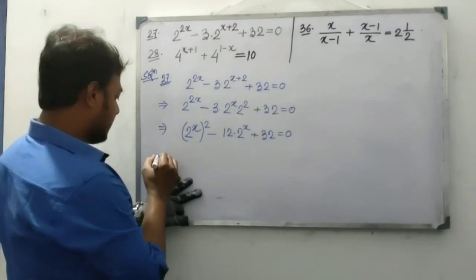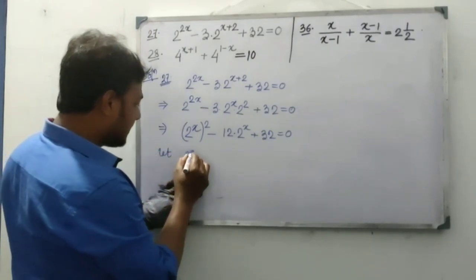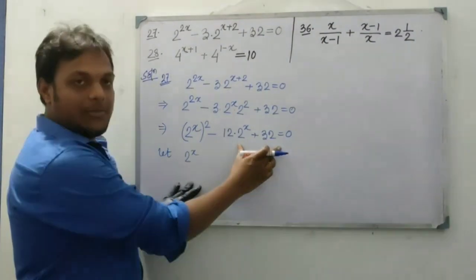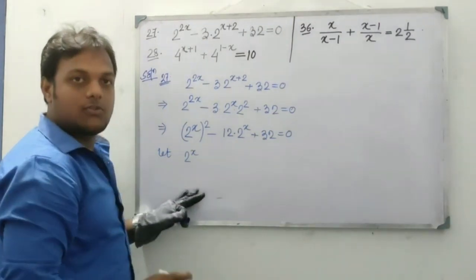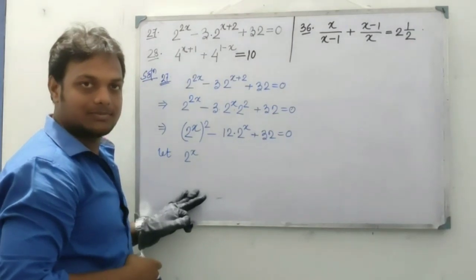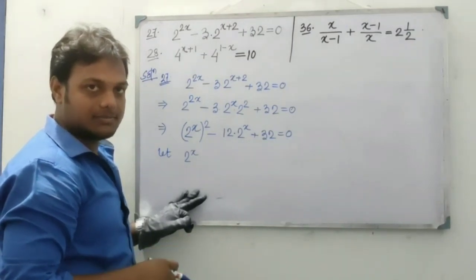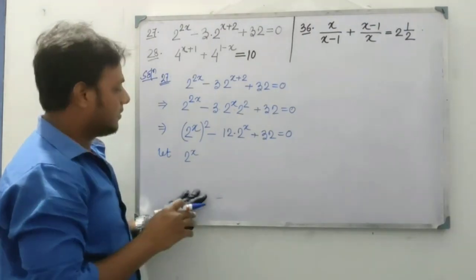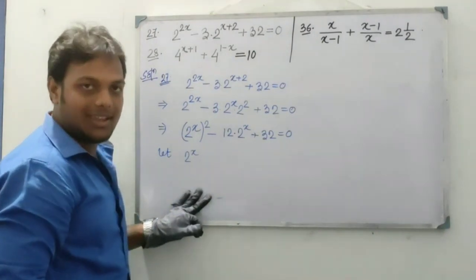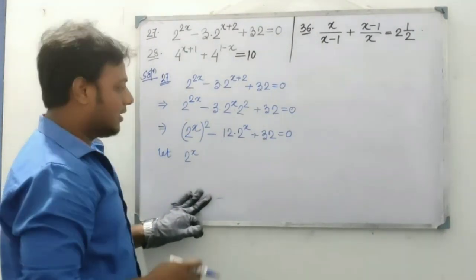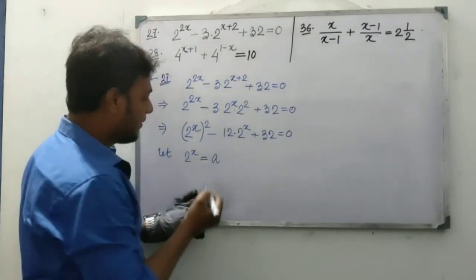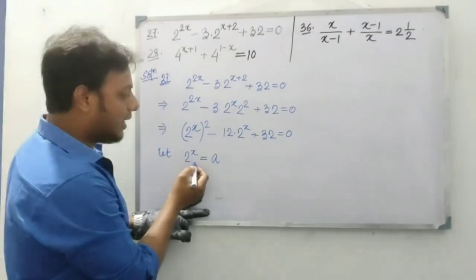Now actually this is the quadratic equation of 2 to the power x. If I am telling you that this is the quadratic equation of 2 to the power x, you may not be able to understand it. That is why I am assuming 2 to the power x equals a new variable, suppose a. Then just replace 2 to the power x by a.